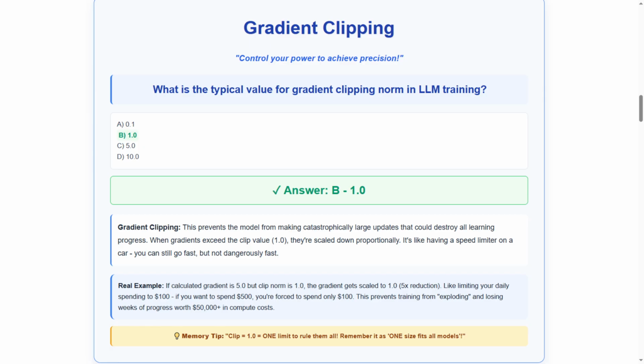Gradient clipping prevents training explosions where one bad update destroys weeks of progress. A value of 1.0 allows normal learning while preventing catastrophic jumps that could cost hundreds of thousands of dollars in wasted compute. Easy memory: 1.0 equals one universal limit for all models. Remember it as one size fits all.